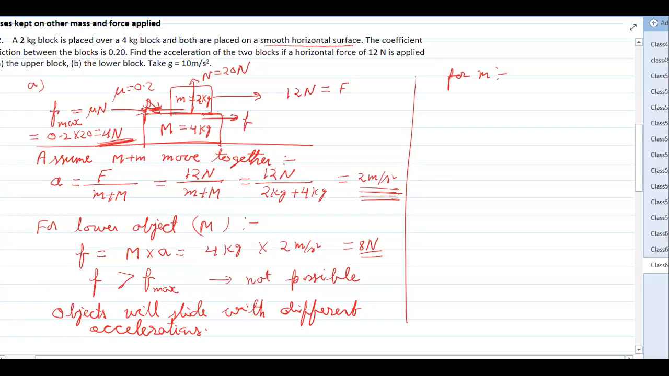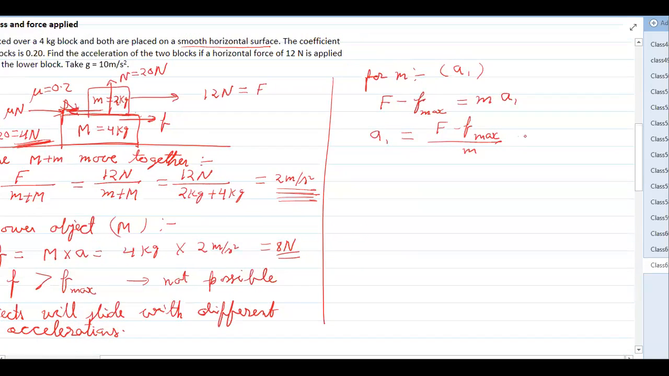The friction will act at maximum, because this is now kinetic friction. The maximum value of friction will act now. For the small m, if we write the forward direction force F, backward direction friction force F max will act, equal to mass into acceleration of upper object. Suppose this is A1. So A1 will be F minus F max divided by M.